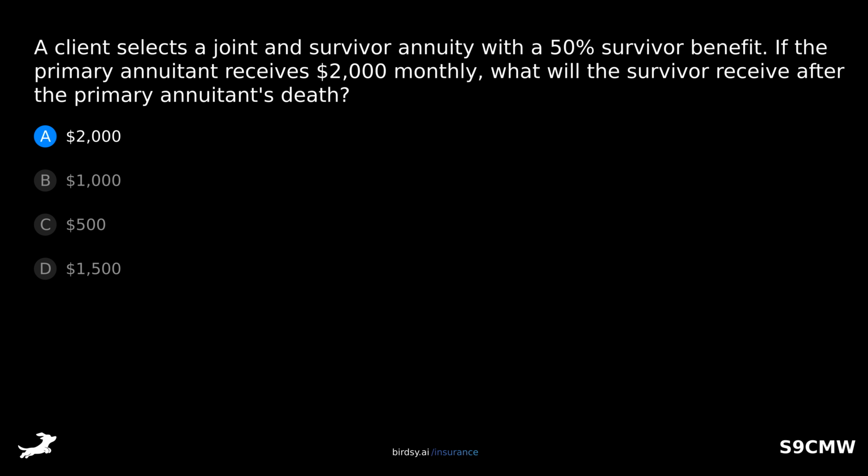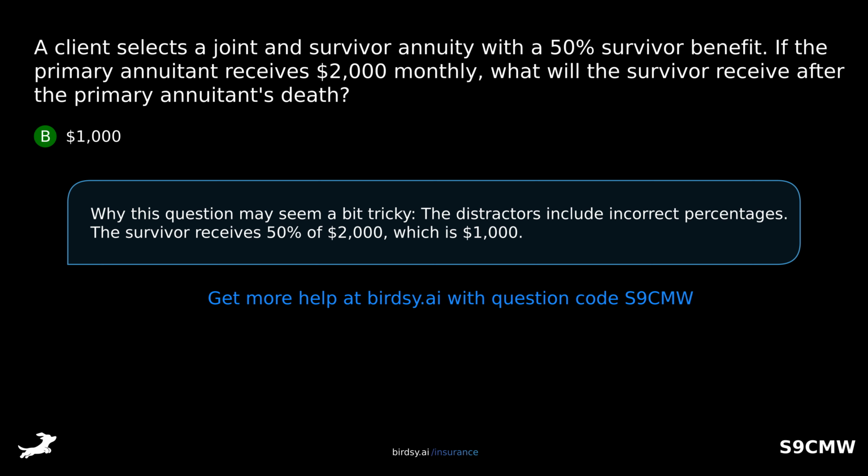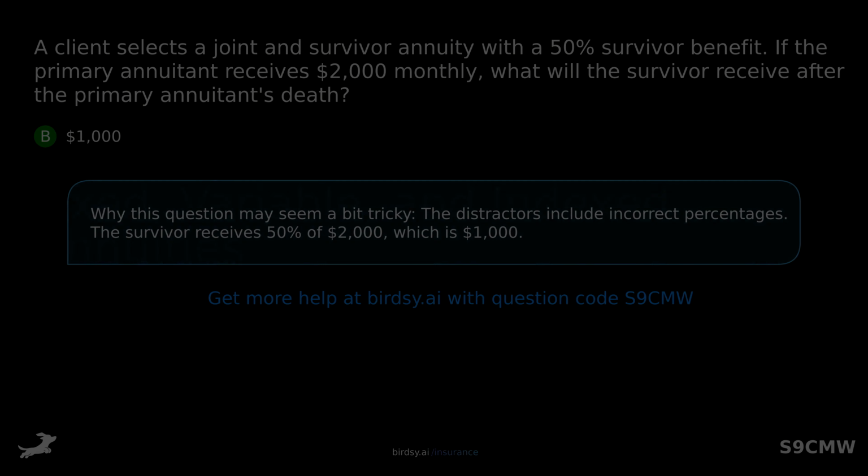Is it A, $2,000, B, $1,000, C, $500, or D, $1,500? The answer is B, $1,000. Why this question may seem a bit tricky: the distractors include incorrect percentages. The survivor receives 50% of $2,000, which is $1,000. Fixed, variable, and indexed annuities. What is the primary difference between a fixed annuity and a variable annuity?